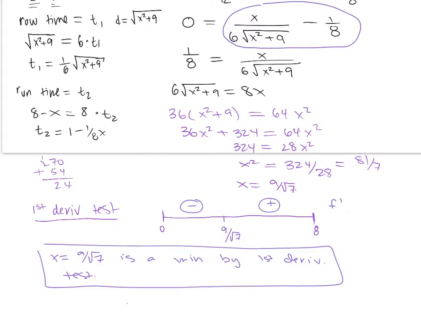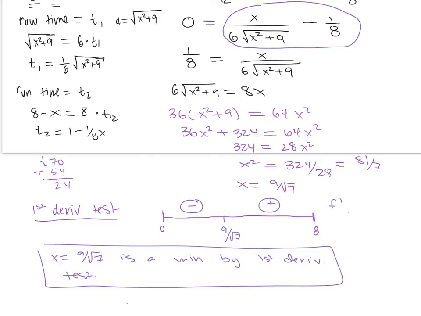Your book, when it explains this example, does it differently. It actually plugs the 9 over root 7 and the 0 and the 8 in and compares them, but I think this is easier. If you know from the first derivative test that it's a minimum, you don't have to test the endpoints, because you know it goes down, and it's the only critical number. It has to do this kind of swoopy thing.